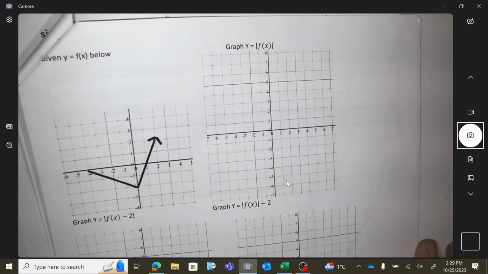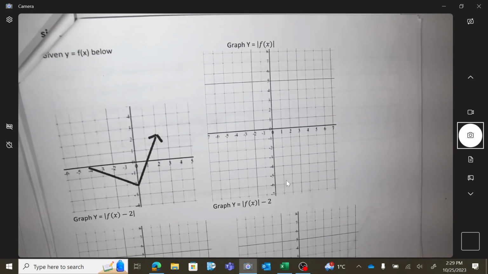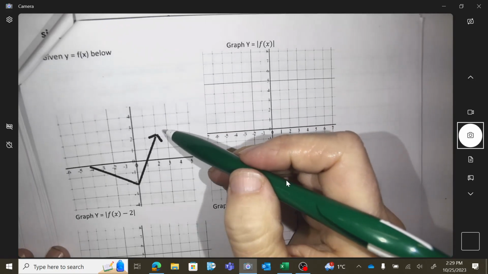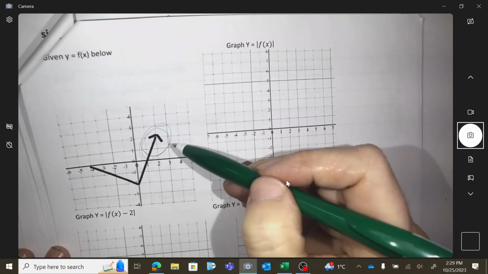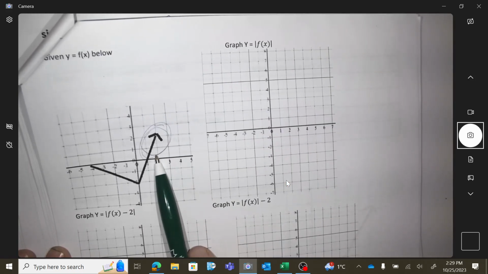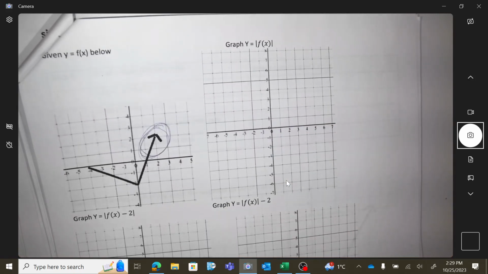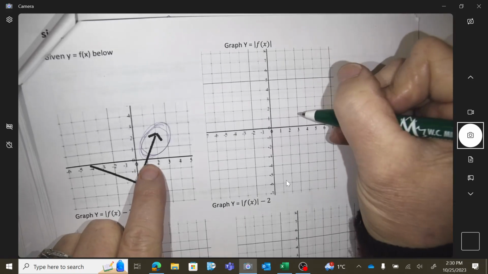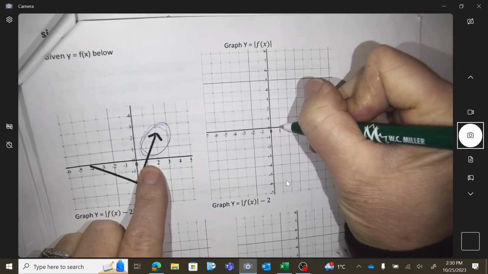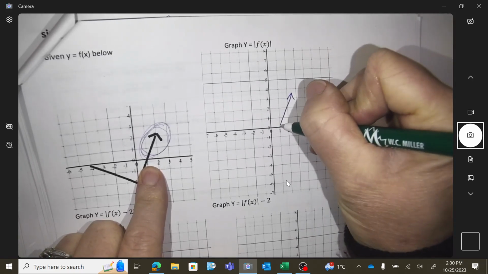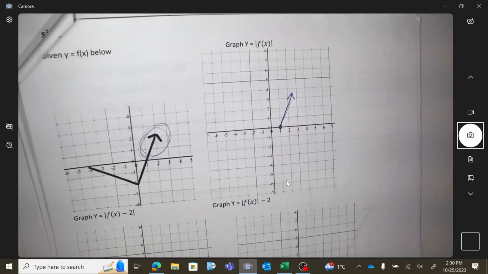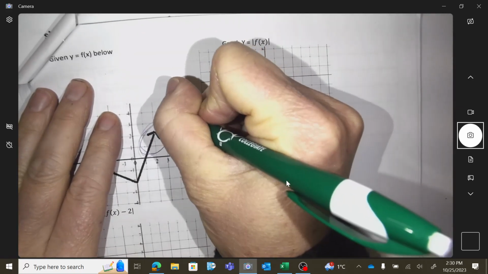Okay, so here's a graph. And we're going to graph the absolute value of it. Okay, I'm going to treat these like chunks. What would you do with this chunk of the graph right here? Basically, stay or change? Stay. So that is going to stay because it's positive, so it stays.